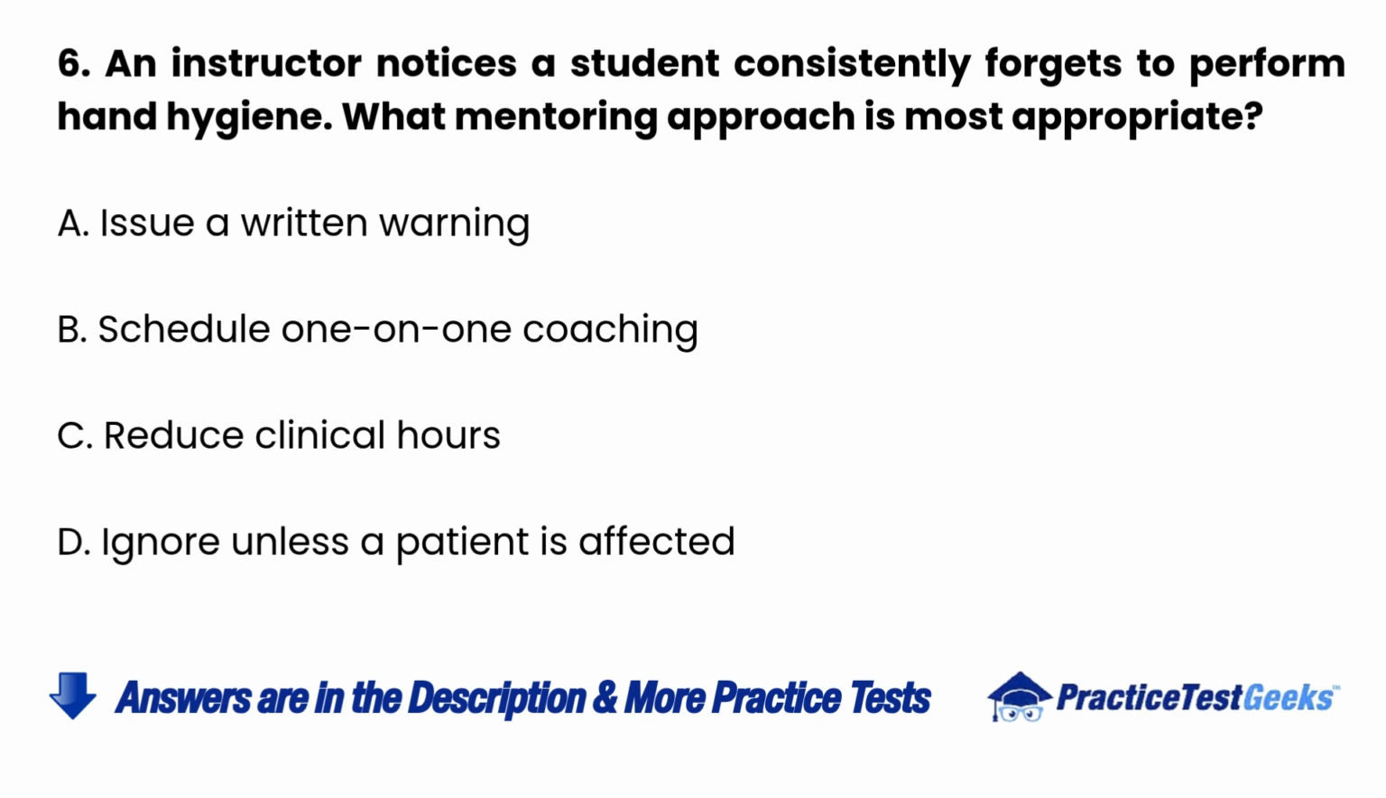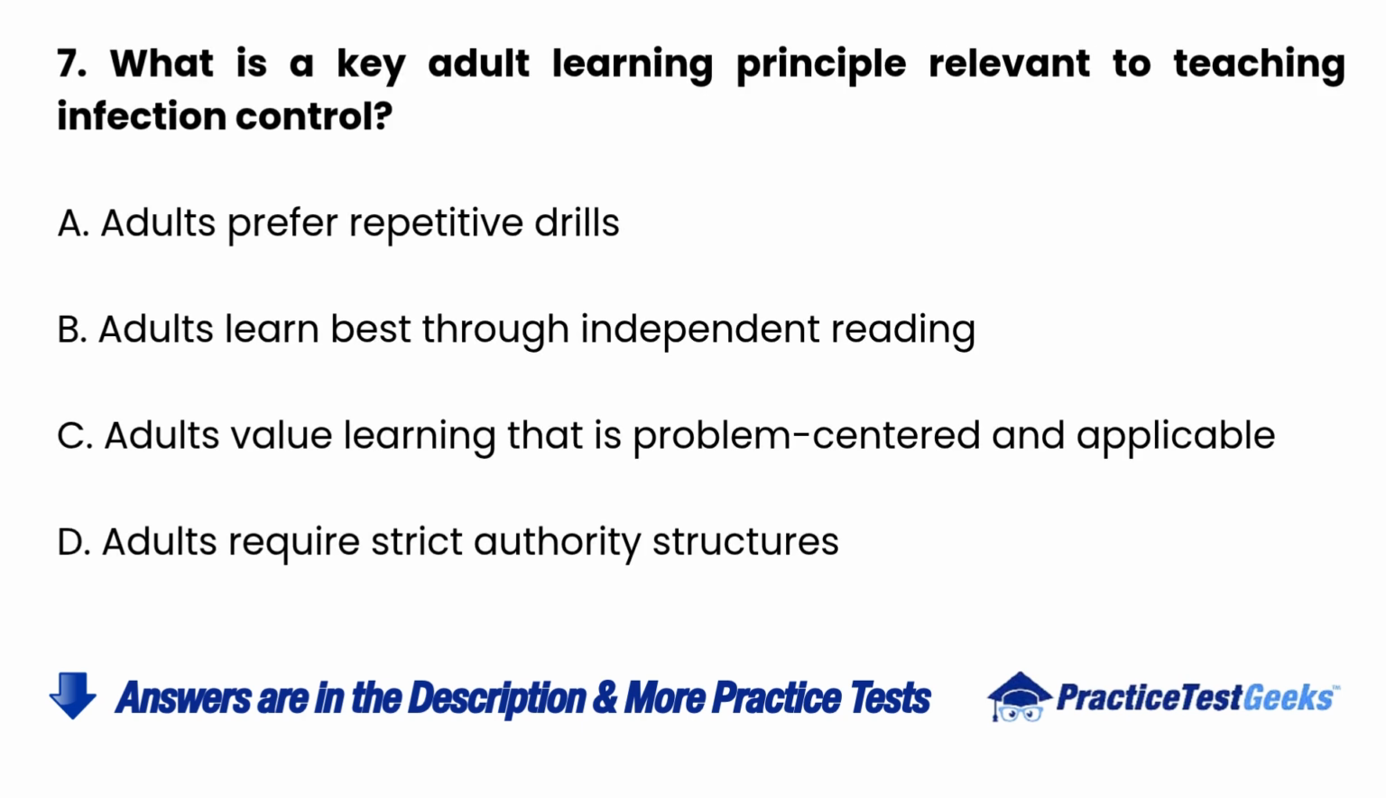A. Issue a written warning. B. Schedule one-on-one coaching. C. Reduce clinical hours. D. Ignore unless a patient is affected. 7. What is a key adult learning principle relevant to teaching infection control?